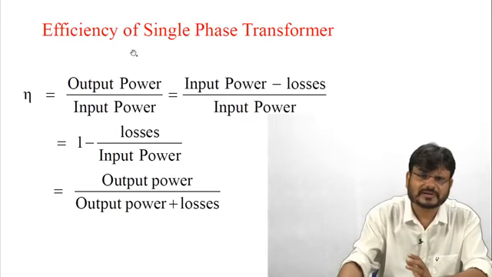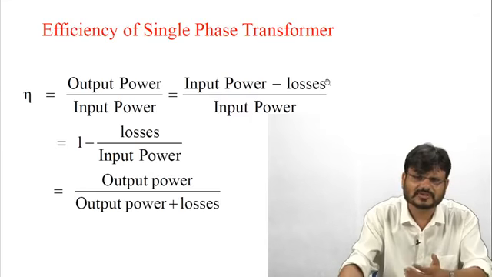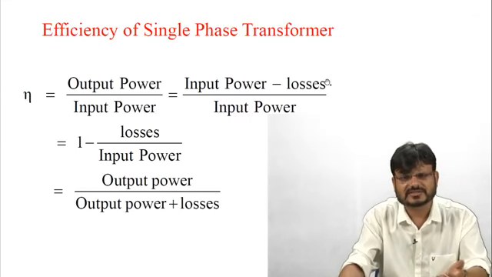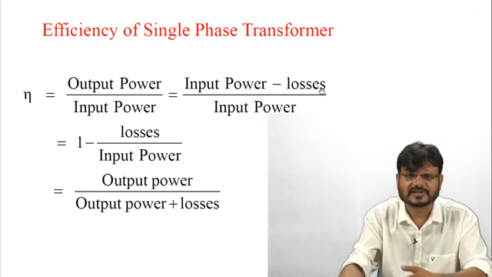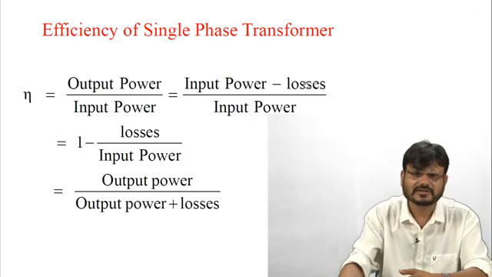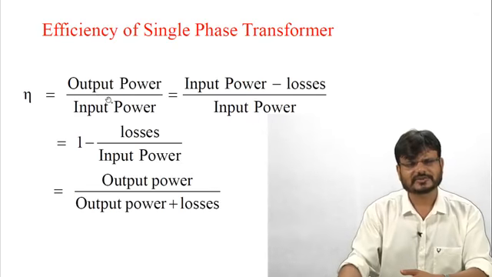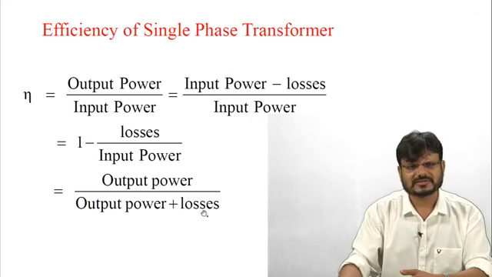So this output power can also be written as input power minus losses. Because you have already learned how to calculate the losses, eddy current losses and hysteresis losses, which are constant losses, and variable losses, this formula can be written as 1 minus losses upon input power. Input power divided by input power is 1, and this is minus losses upon input power. This formula can also be written as efficiency is equal to output upon input power. Here input power can be written as output power plus losses.